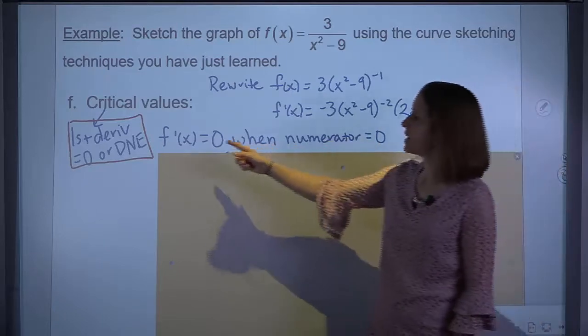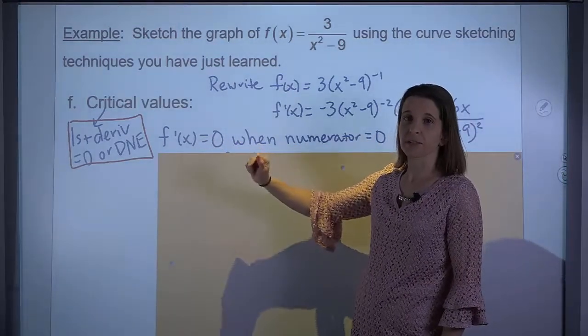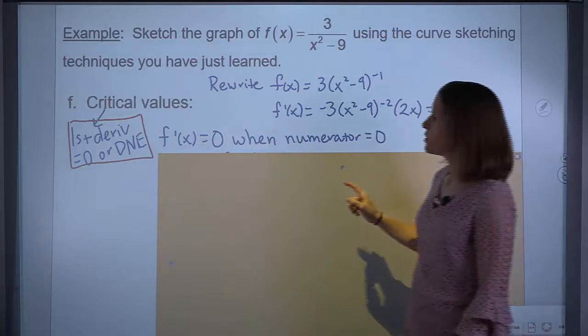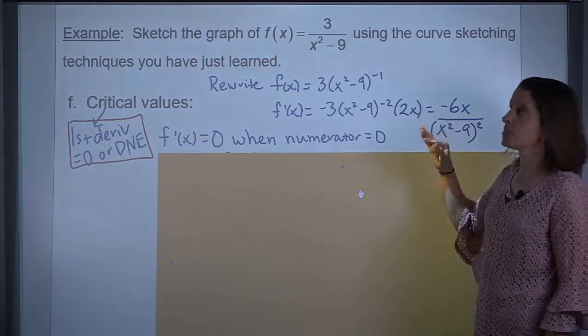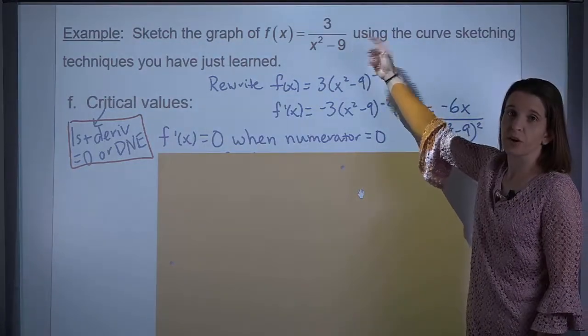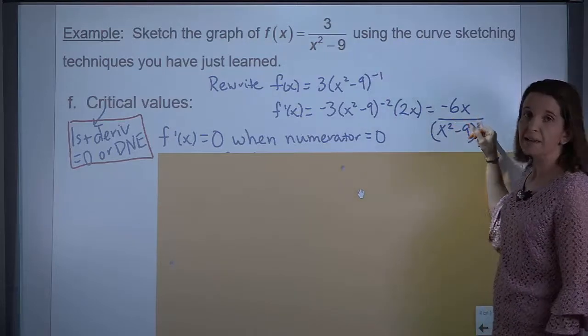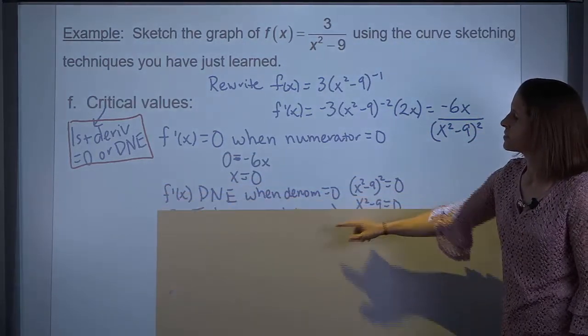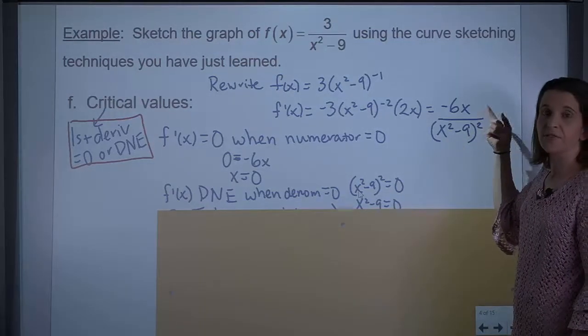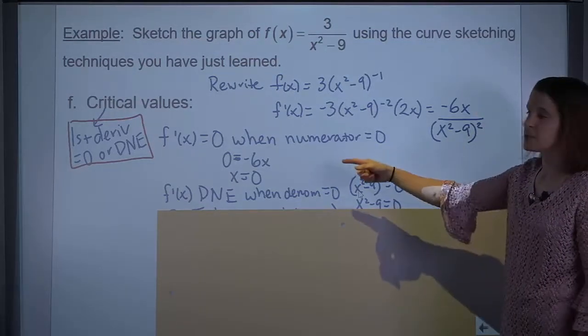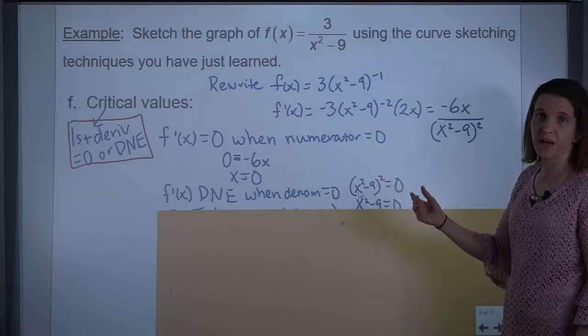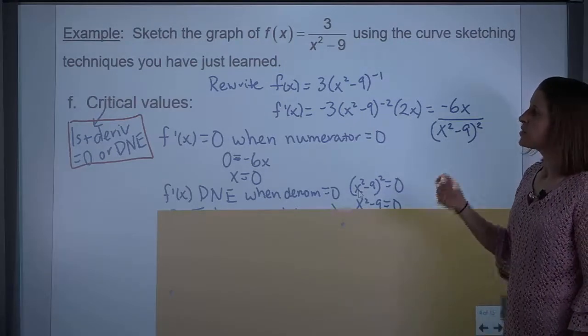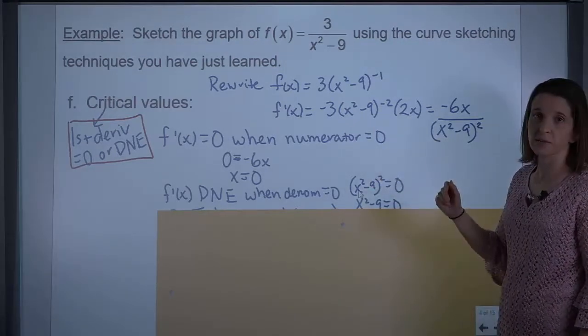So remember, I'm trying to see when this thing equals 0 or doesn't exist. Well, the derivative equals 0 when its top is 0. So a fraction equals 0 when its top is 0. And in this case, we do have a variable. So we're going to set the top of the fraction equal to 0, which is negative 6x equal to 0. When we divide by negative 6, we get 0. So we have a critical value of x equals 0.